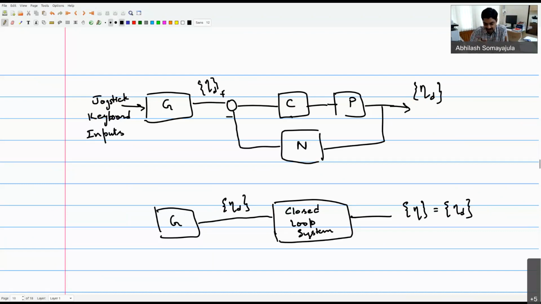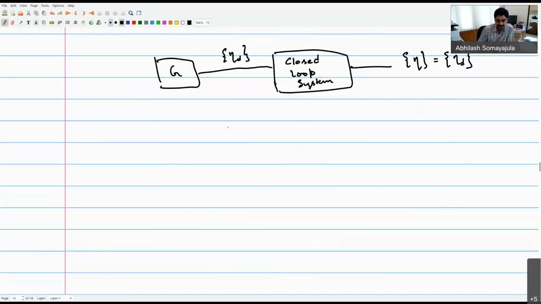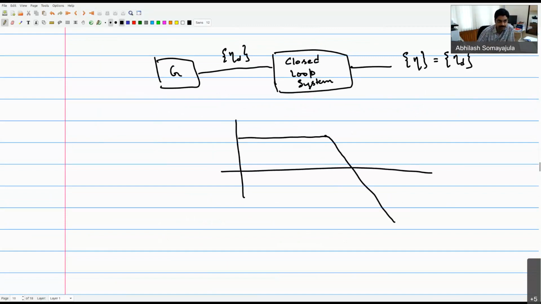Now, when I want to give a reference trajectory and I want my closed loop system to follow that reference trajectory, let's go back to the previous discussion about the transfer functions. Remember when we were looking at this so-called eta d, I wanted its transfer function to be relatively flat up till some point, and then it kind of drops down. Higher frequency stuff I did not want to have. I wanted it to behave like a low pass filter. That was my guidance system.